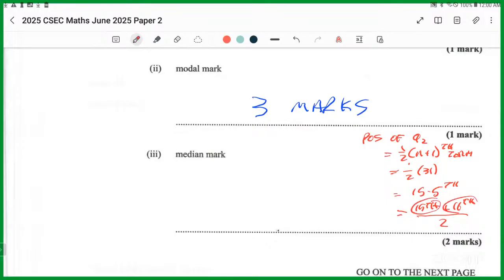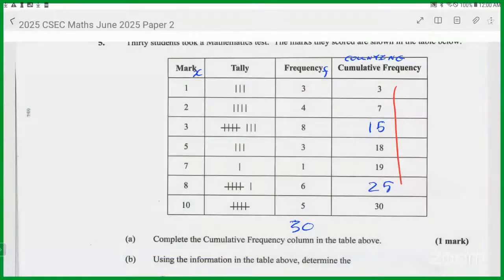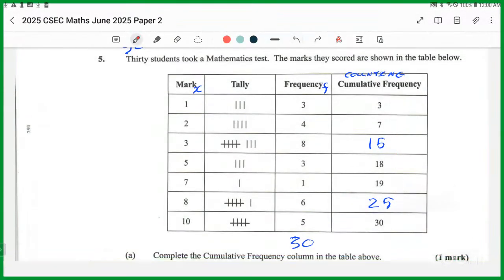So how do we find the 15th and the 16th term? We can go to the counting column. This is the counting column that tells us how many scores we have as we go. We're looking for the 15th and the 16th. Now the 15th one is right here. This is the last one here, the 15th one that we want. So the 15th score is a 3. And the first of these 3 scores that takes us to 18 is the 16th. So the 16th is a 5.